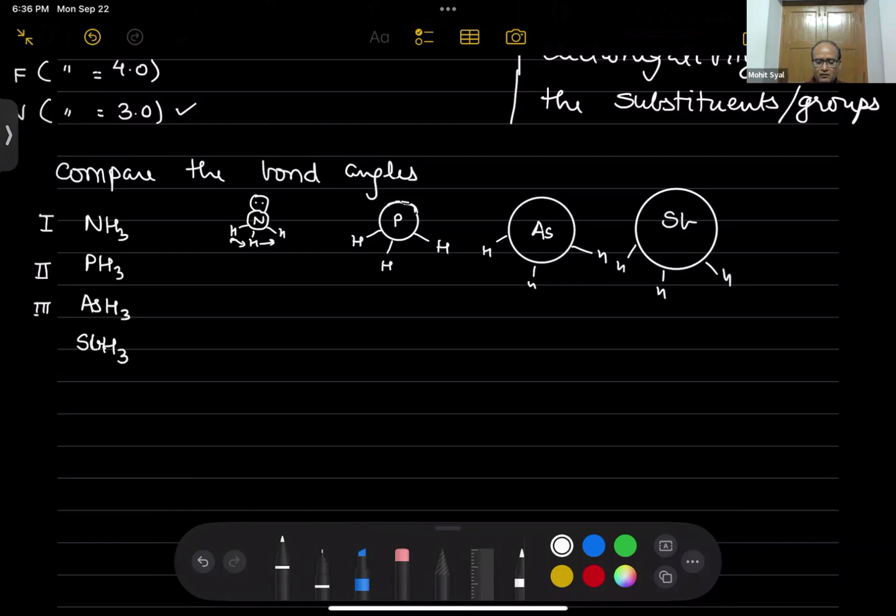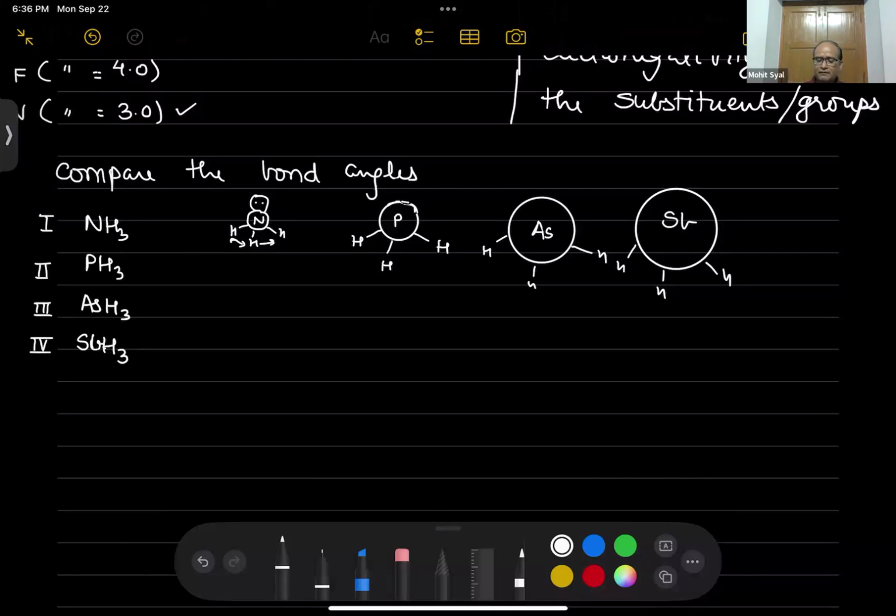Getting my point or not? They are very close. Very close means more repulsion. More repulsion means the bond angle will spread, it will expand. I hope it is clear to you.